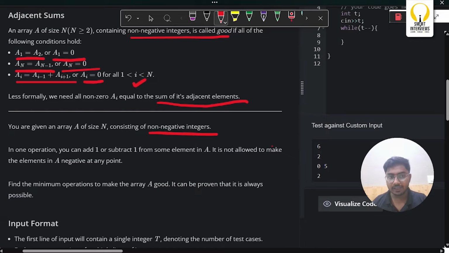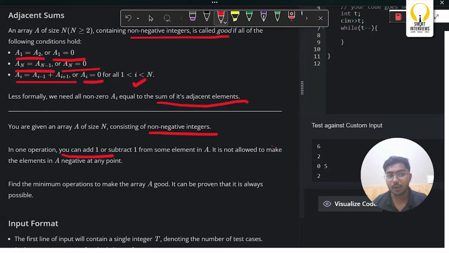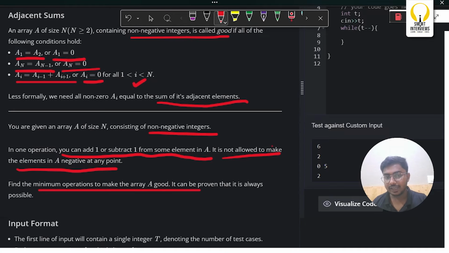non-negative integers. In one operation, you can add one or subtract one from some element in the array. It is not allowed to make elements in the array negative at any point of time. We cannot make any element negative. We need to find the minimum number of operations to make array A good. It can be proven that it is always possible. It's not like sometimes it's not possible. It's always possible to make the array good here.